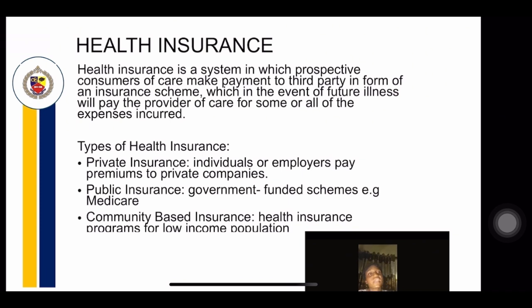The types of health insurance we have include private insurance, that is individuals or employers pay to private companies; public insurance, that is government funded; and community-based insurance, that is community financing, community support in most developing countries by providing resources, either financial or materials, for the improvement of health and sanitary infrastructure, e.g. provision of latrines, wells, health facility.